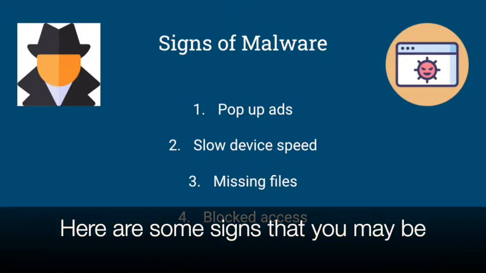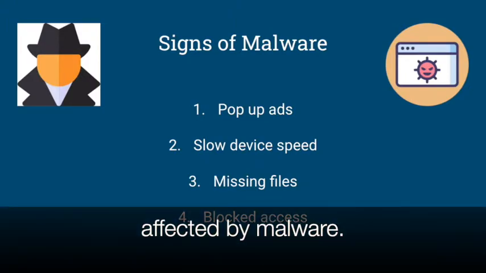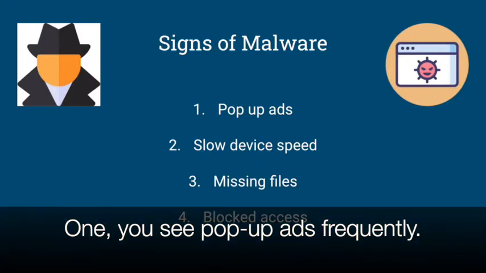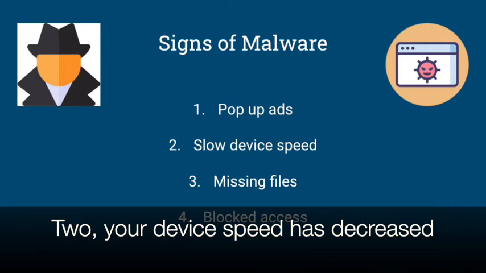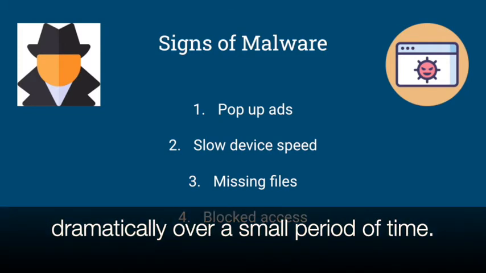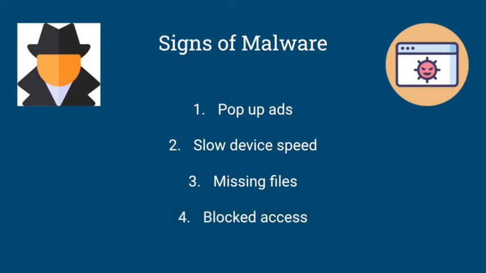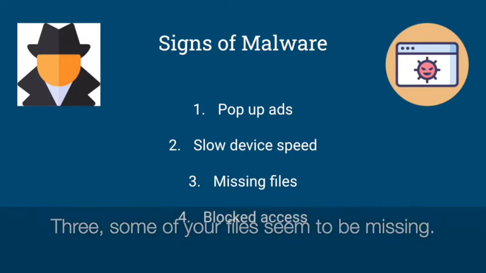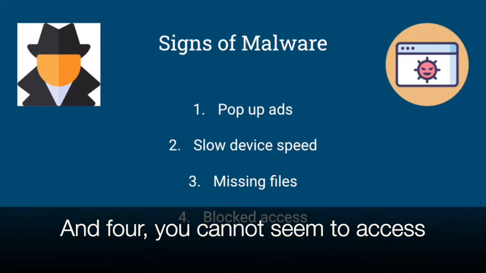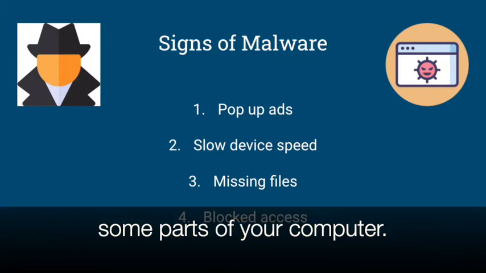Here are some signs that you may be affected by malware. 1. You seem to see a lot of pop-up ads, more than often. 2. Your device speed has decreased dramatically over a small period of time. 3. Some of your files seem to be missing. And 4. You cannot seem to access some parts of your computer.